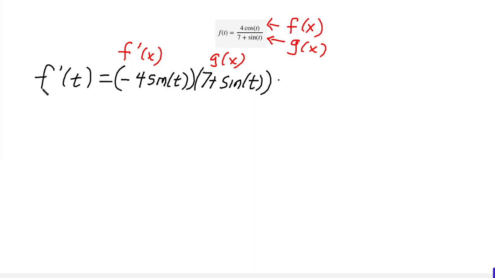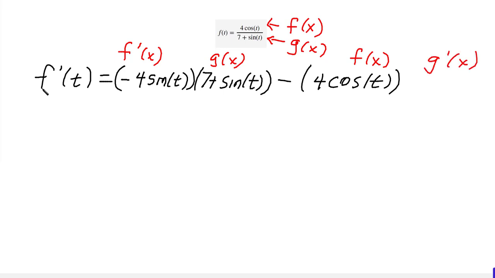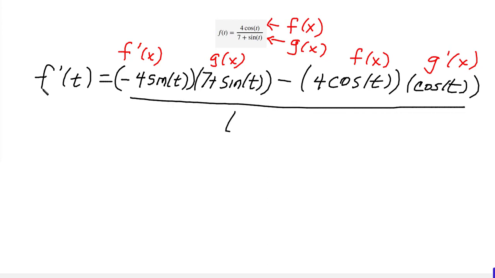And then minus, leave the top alone, 4 cosine t, which would be f of x, and then take the derivative of the bottom, which would be, the 7 is a constant, so it goes away, plus sine, so that would be cosine. The derivative of sine is cosine. And all over the bottom squared. Now, you never mess with the bottom, just leave it squared.